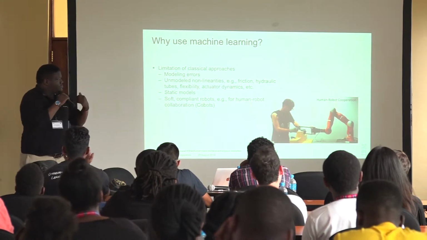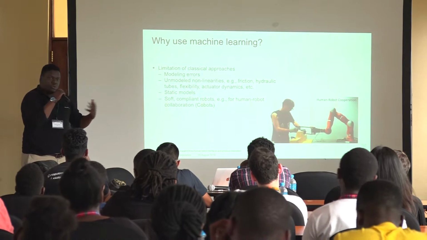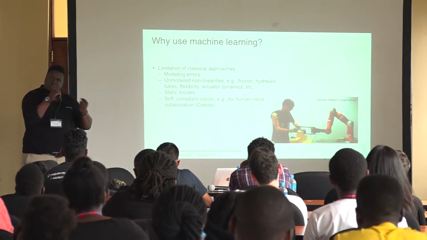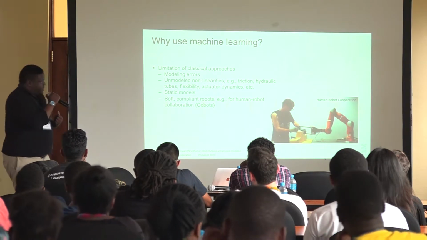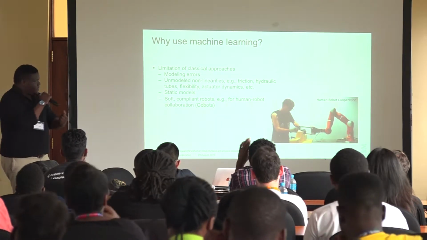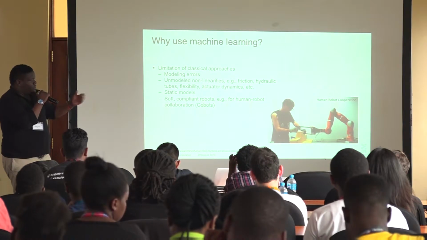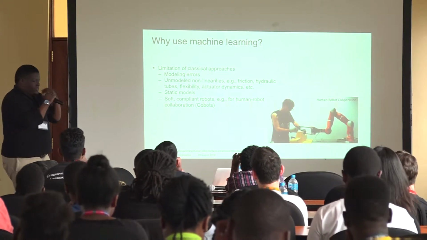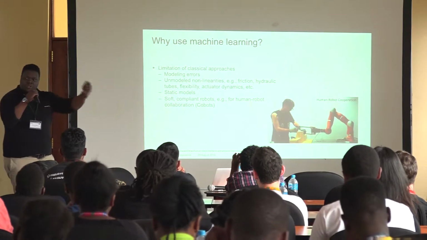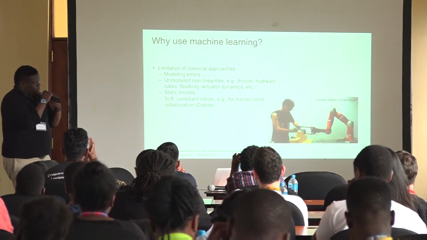And also, most of the modern robots are designed to be soft and compliant for human-robot collaboration, which adds complexity to the modeling problem. And also, since there are humans involved, it's difficult to anticipate ahead of time how the human is going to behave. So that actually makes it difficult.